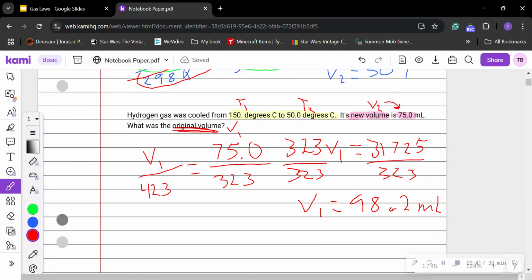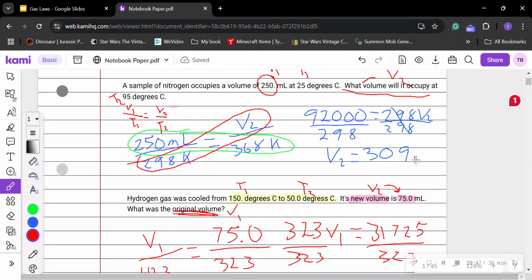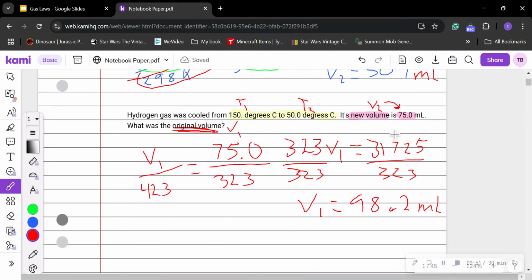milliliters. Another thing, I didn't write the unit on this one, but it is very important to make sure you always add the units in your answers. That is something I need to work on as well. Anyways, that is all for Charles's law.